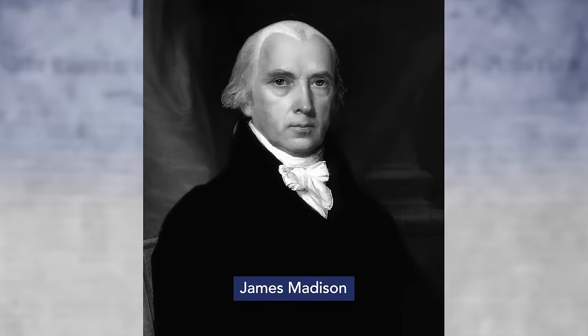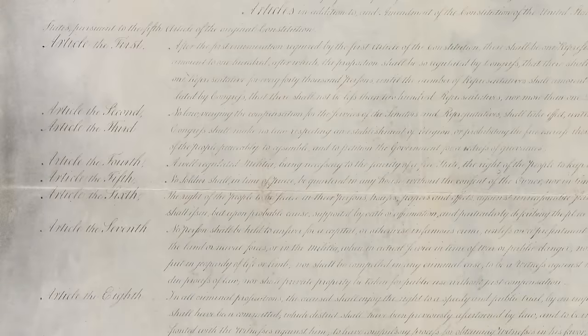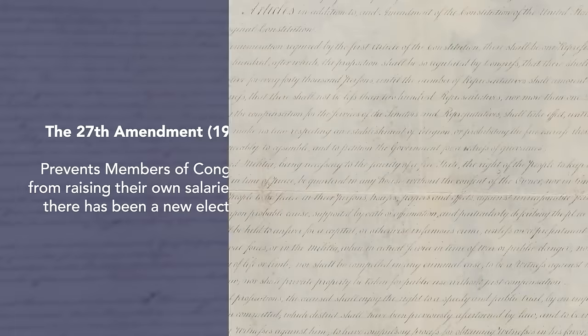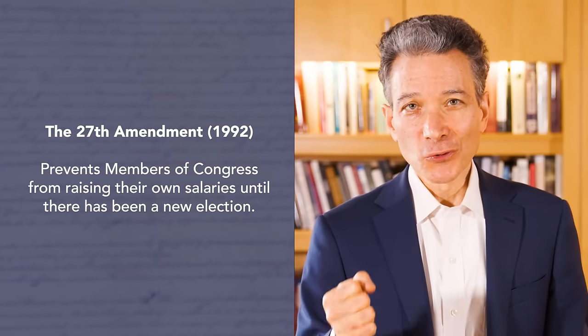And the amazing thing about the 27th Amendment is that it was written by James Madison and actually proposed as part of what became the original Bill of Rights. And it was taken over the finish line 200 years later by a passionate student who thought it wasn't fair that he'd gotten a bad grade on his homework. So here's what happened. The 27th Amendment prevents members of Congress from raising their own salaries until there's a new election. So basically a pay increase can't take effect until the beginning of a new Congress. It limits Congress's power to give itself a raise.